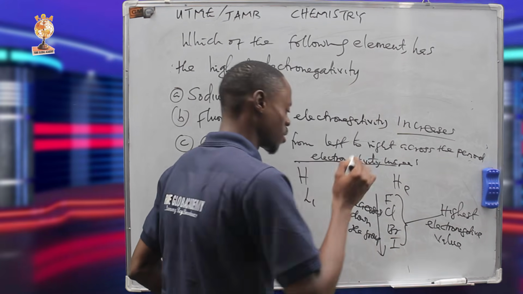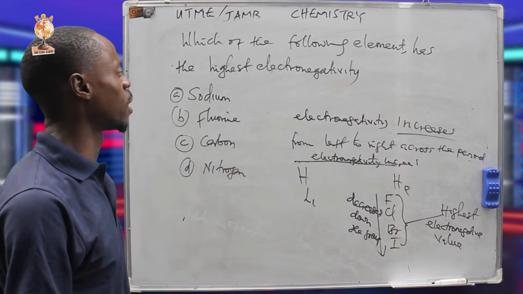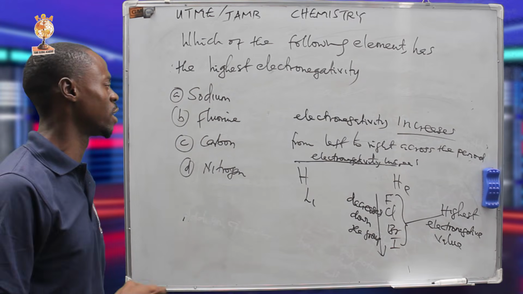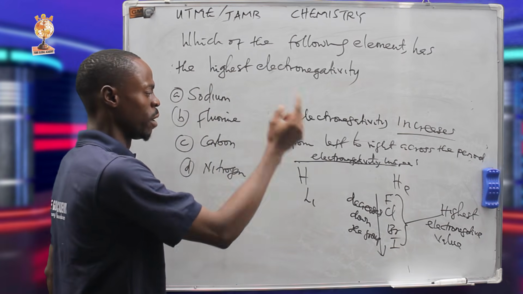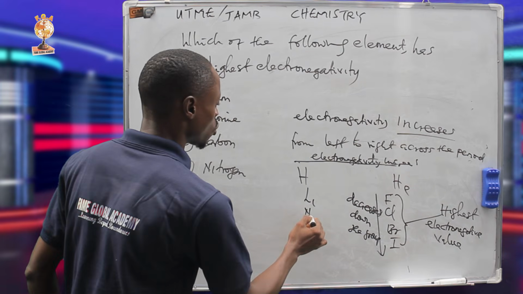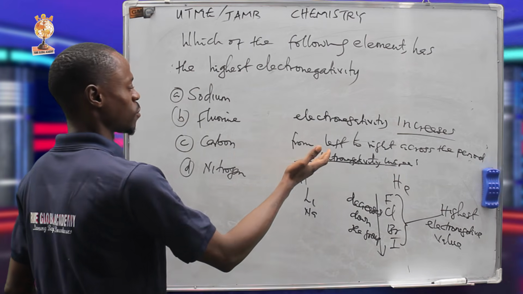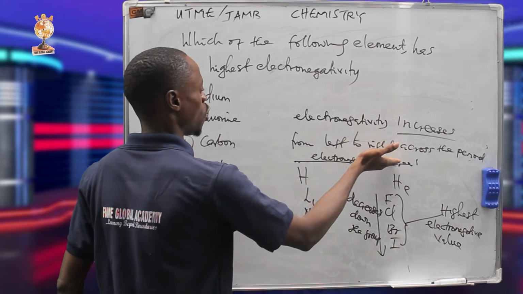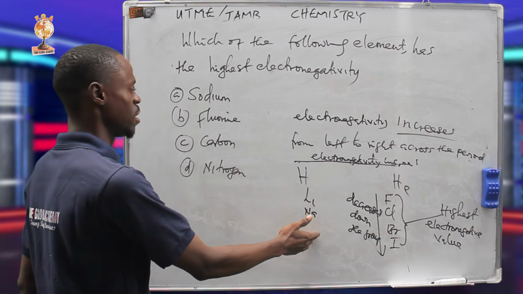So let's select our correct option now from the question. It says, which of the following elements has the highest electronegativity? We have sodium. It can't be sodium because sodium is a group 1 element, and we have said electronegativity increases from left to right across the period. So sodium has the least electronegative value.